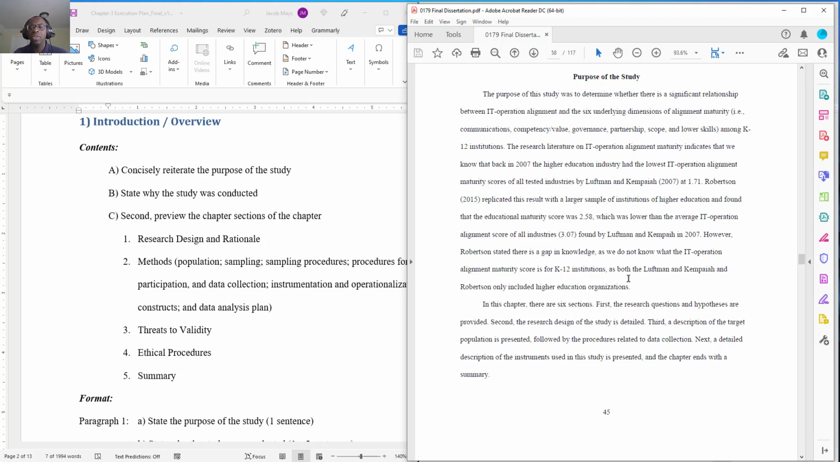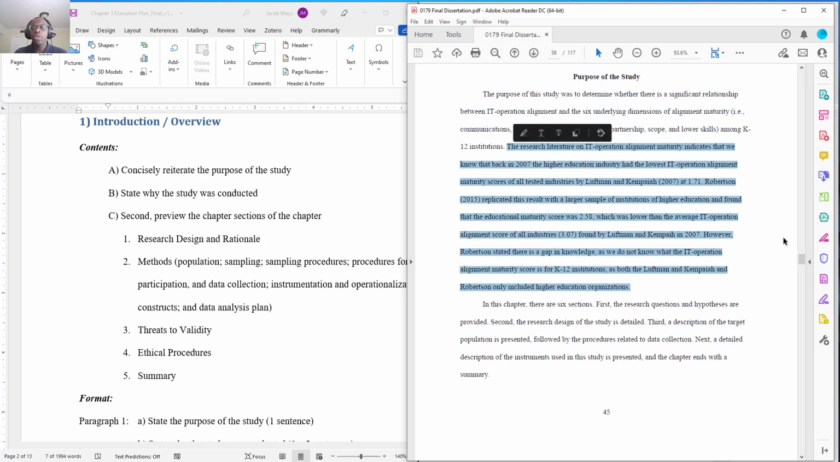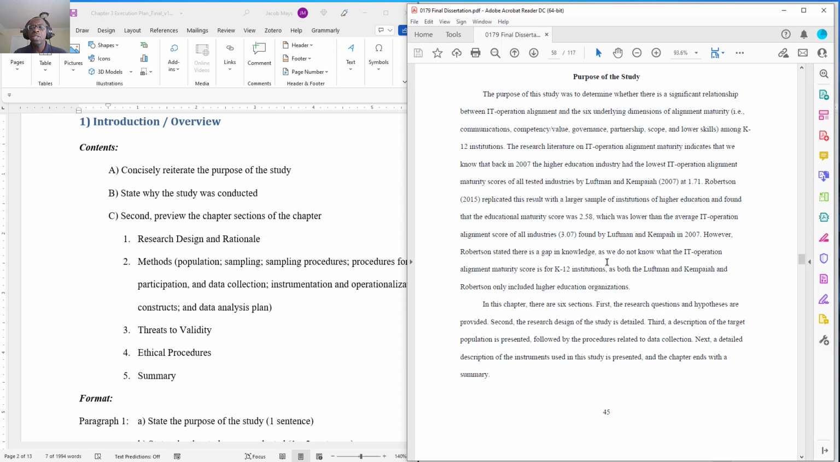See, this is the rationale, right? That there is a gap in knowledge as we do not know what the IT operation alignment maturity score is for K through 12 institutions, as both Luftman and Kempaiah and Roberts only included higher education. Okay, so that's why the study is being done. This person, one of my former clients, used several sentences to give you the rationale for why the study was conducted.